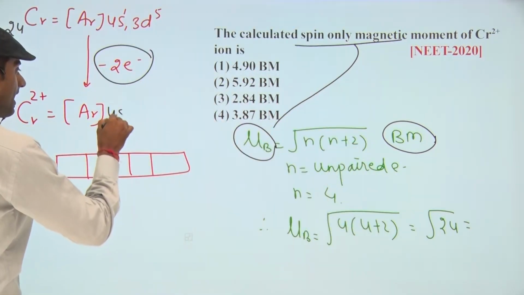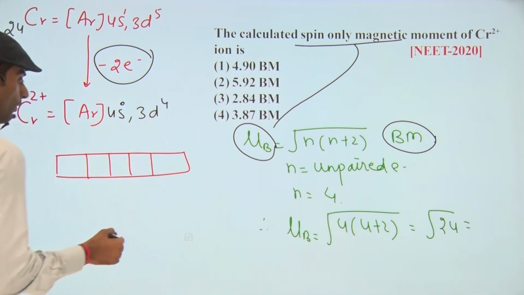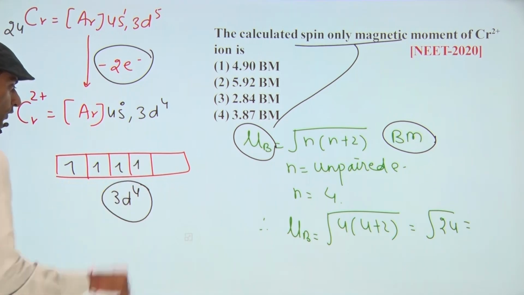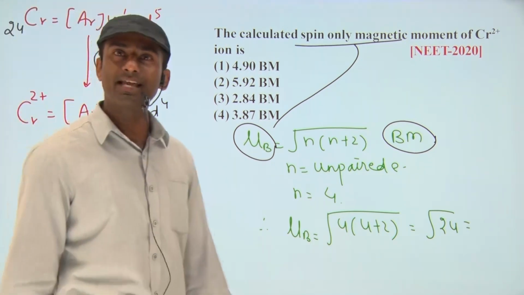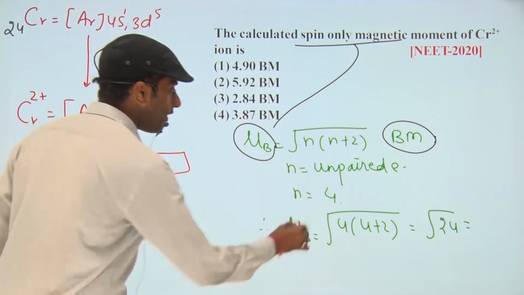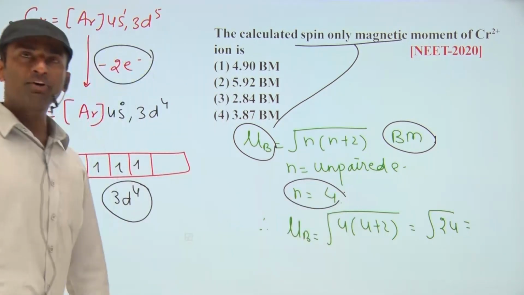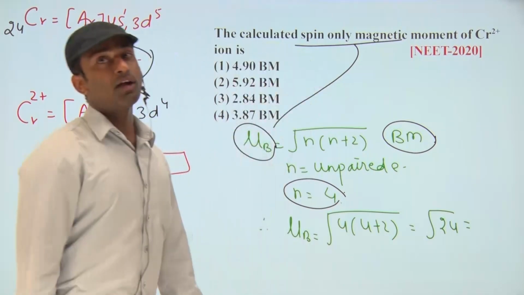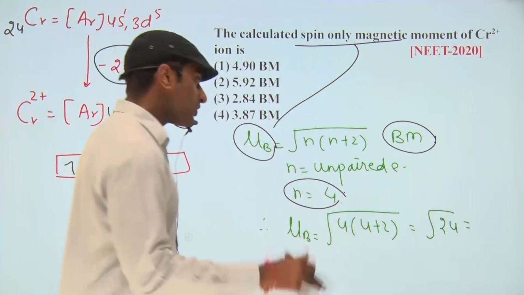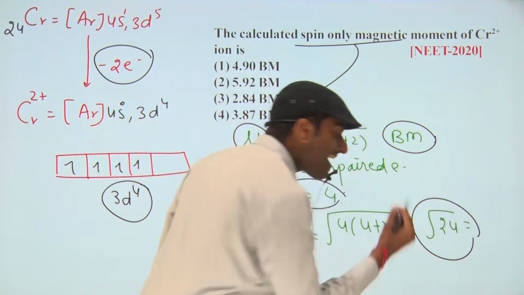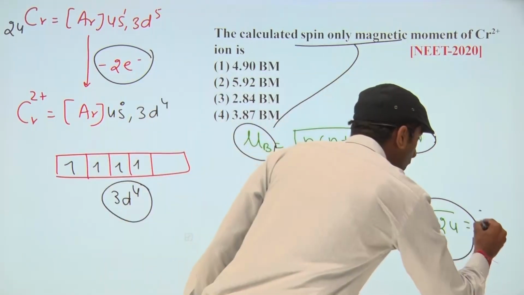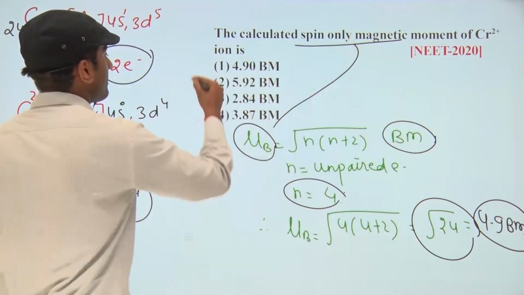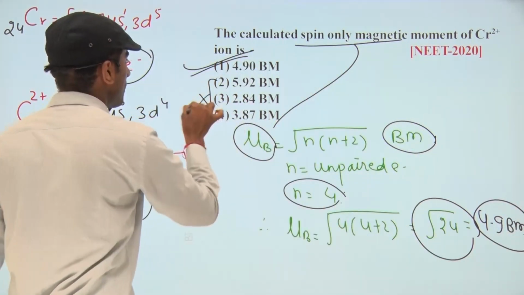be 4s0 3d4. It means if you write the d4 configuration, 1 2 3 4 unpaired electrons are present here. So right now the value of n is 4. While putting this value in this formula, you get under root 24. Of course, under root 25 is 5, because of that under root 24 is slightly less than 5. It means 4.9 Bohr magneton is going to be the perfect answer. That is your option first.